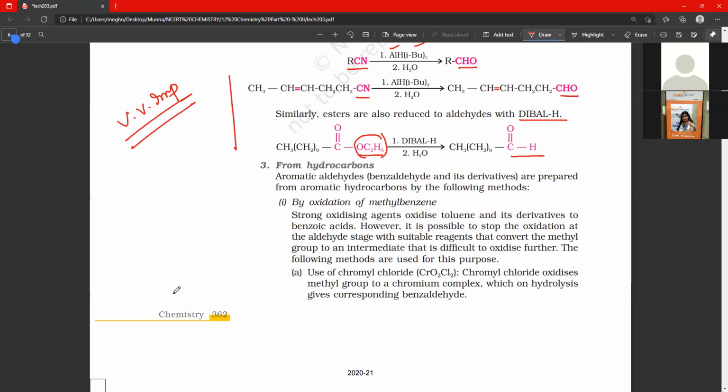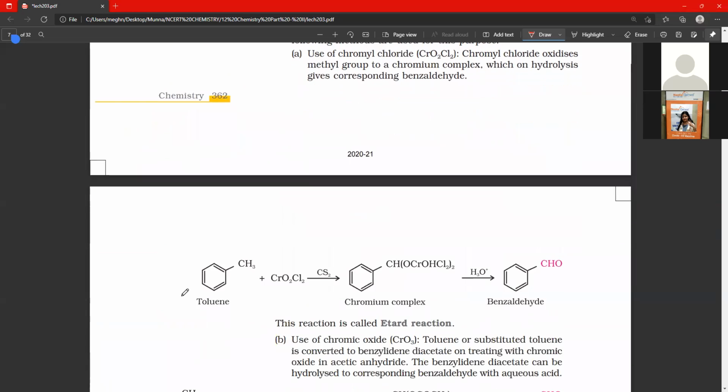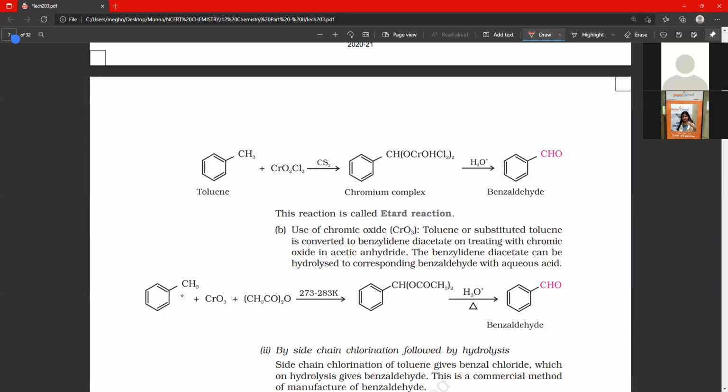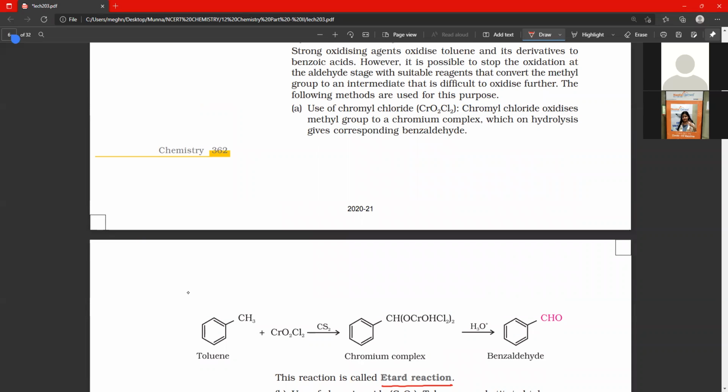Two more reactions we'll do. Again, specific reactions. How can we get the aromatic aldehyde group? See, this is another important reaction. It was done by the scientist Etard first. Etard used chromyl chloride. Name of this compound is chromyl chloride, in presence of carbon disulfide. This is the solvent.